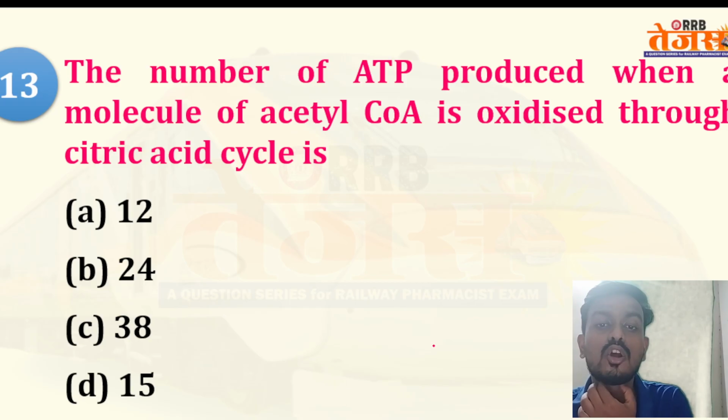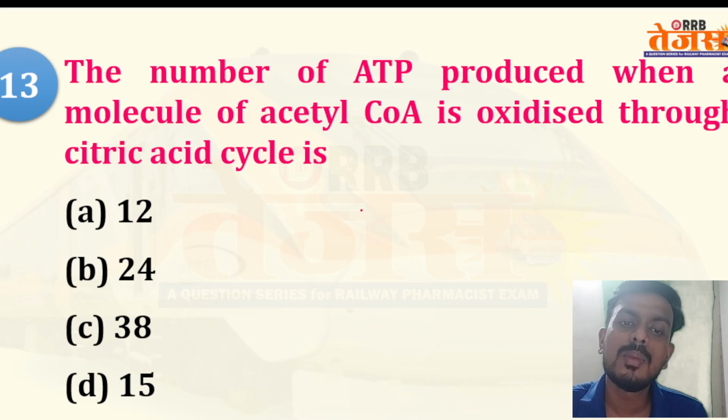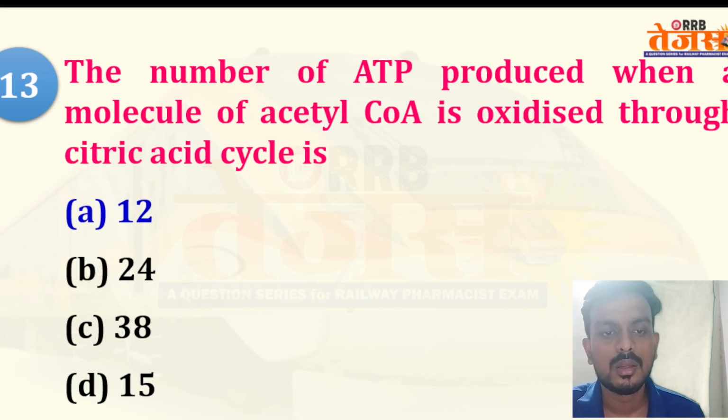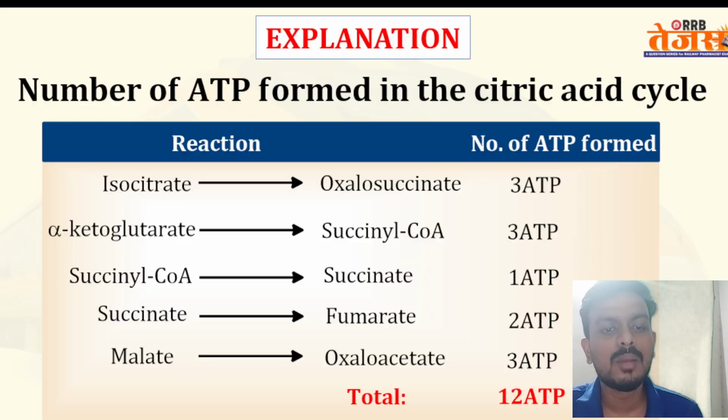Moving to the next question: the number of ATP produced when the molecule acetyl coenzyme A is oxidized through the citric acid cycle. Okay, this is very, very important. The question is, how many ATP are produced when one molecule of acetyl coenzyme A is oxidized? So your right answer will be 24. Okay, why 12?